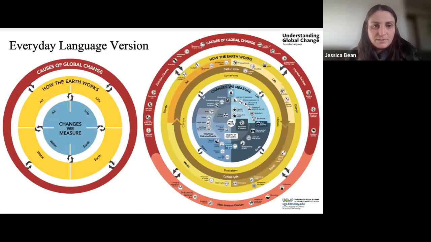Okay. So I also want to point out again that we have these different levels of complexity, right, of the framework that I've mentioned can be used in different ways with different grade levels. We also have what we call the everyday language version of the framework. So for example, instead of saying ocean circulation on this framework, we say movement of water in the oceans, right, just to make it more accessible for learners of all ages.